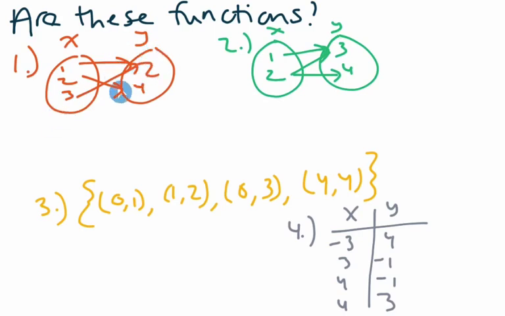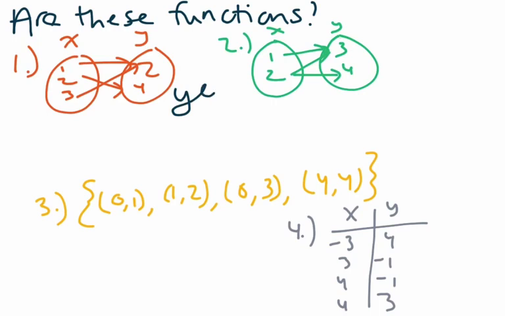Now, some students will look at the y's and say, but wait a minute, 2 different numbers are going to the 2, that means it's not a function. That's totally okay. There's nothing in the definition of a function that says you can't have 2 different x's going to the same y. What it's saying is you can't have the same x go to 2 different y's. So this one is actually yes.